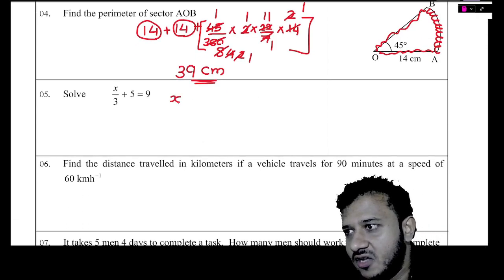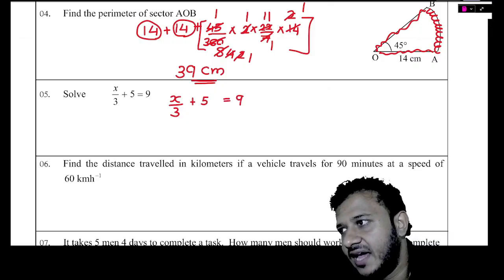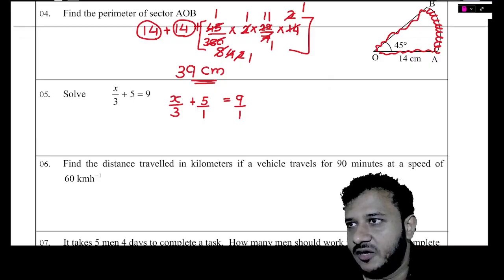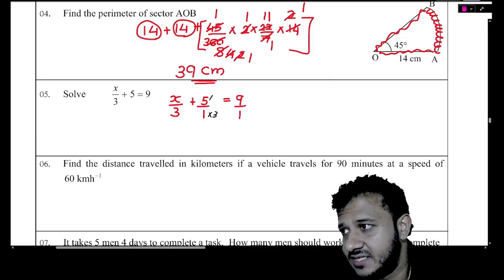Now this one, as I always say, there are many easy methods to do it as well. But I just like to go with the method I use so I don't get it wrong. I like to write it as fractions and make everybody's denominator the same.